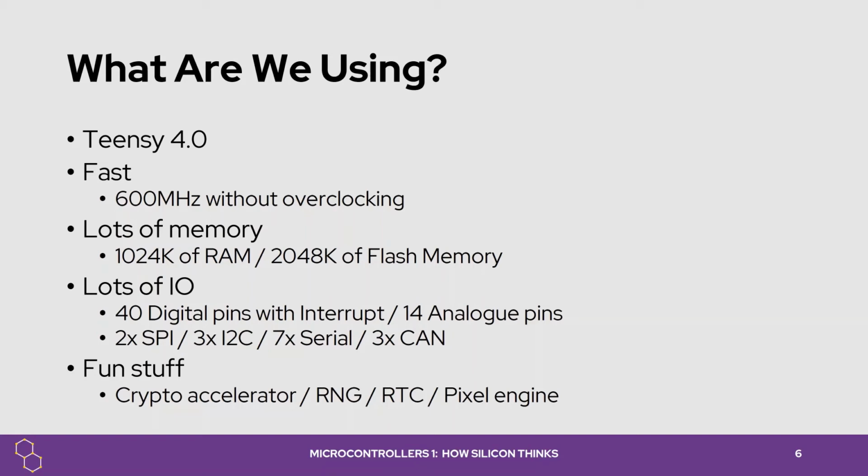The Teensy also contains a bunch of miscellaneous features, such as a cryptography accelerator. Say you wanted to do AES encryption, you could, and it would be fast. It contains an RNG, a random number generator, a real-time clock, the RTC, and also a pixel processing engine.